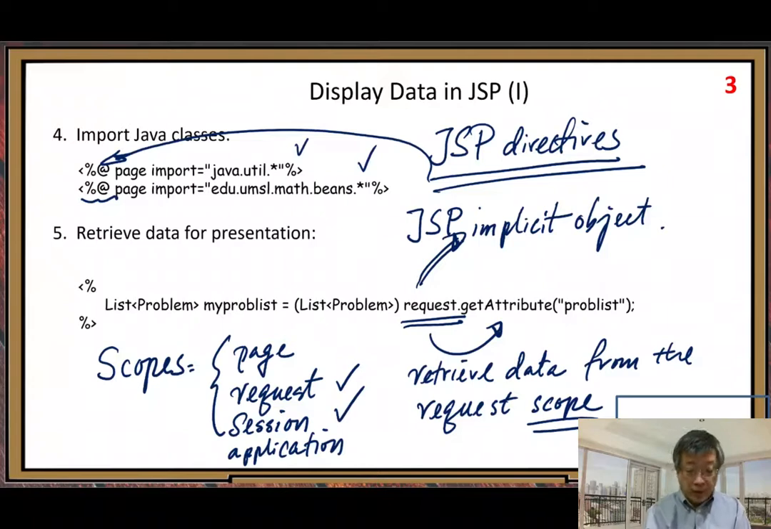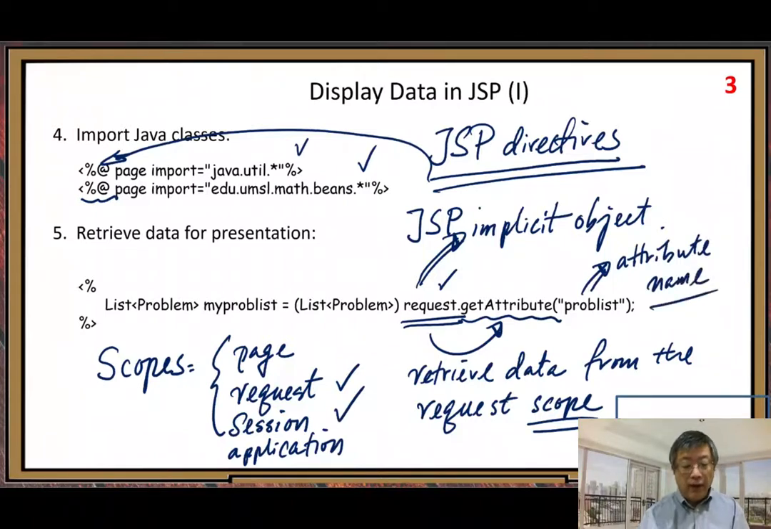So to retrieve data from request scope, we use the request implicit object and call its method getAttribute. Here, this is the attribute name of the data.